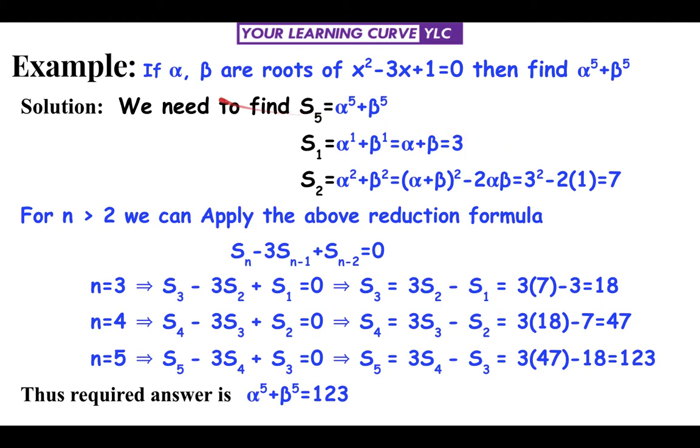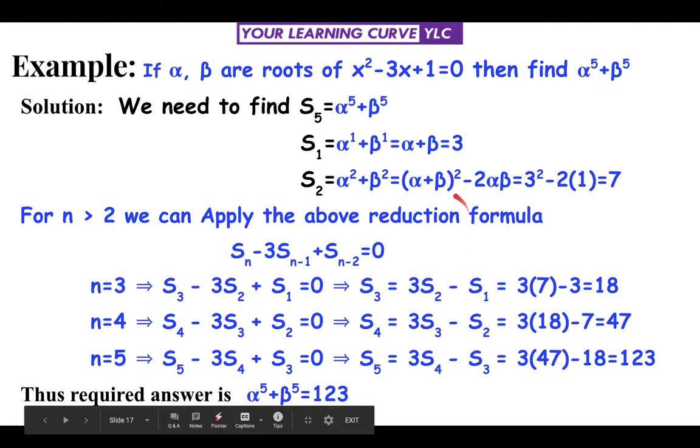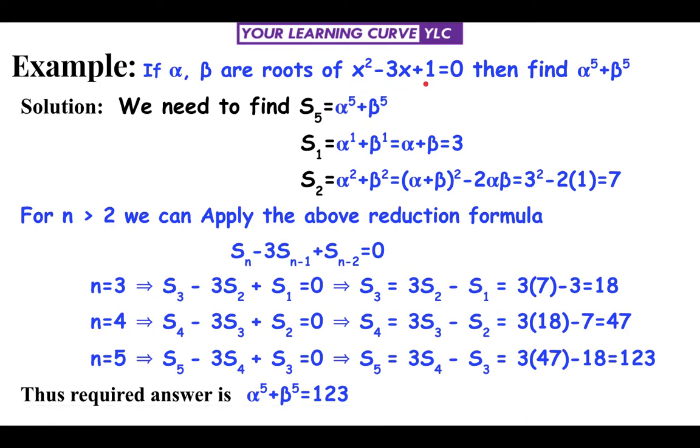Now, let us discuss one practical example of this theory. We are given a question: if alpha beta are roots of x square minus 3x plus 1 equal to 0, then you have to find the value of alpha to the power 5 plus beta to the power 5. So, we are given that x square minus 3x plus 1 equal to 0 and we need to find alpha to the power 5 plus beta to the power 5.